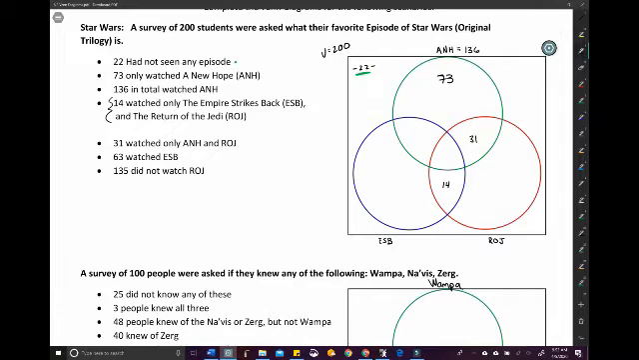63 watched The Empire Strikes Back, so that must be 63 here. And 135 did not watch The Return of the Jedi. So that means everything outside ROJ must equal 135 all added up.